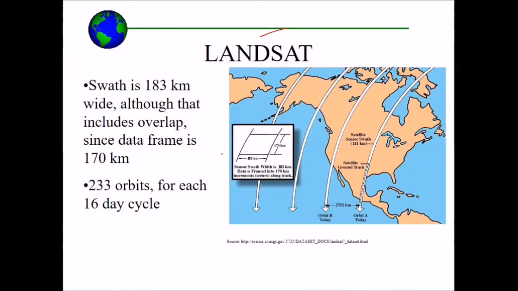Swath is around 183 km wide, although that includes overlapping, since the data frame is 170 km. This is 170 km, so there has to be some overlapping also. And as I suggested, there are 233 orbits for each 16-day cycle. These are the swaths, how it goes on. And this is the difference between 2 swaths, 2752 km from 1 day to another day.